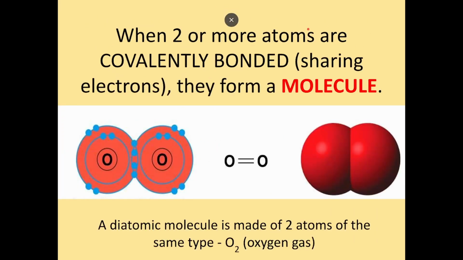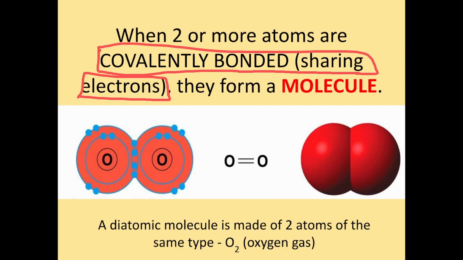So when 2 or more atoms are covalently bonded, now this is something else that hopefully you knew from last year. Covalently bonded means they share electrons. And that's really important. Covalent bonds share electrons, and they form a molecule.